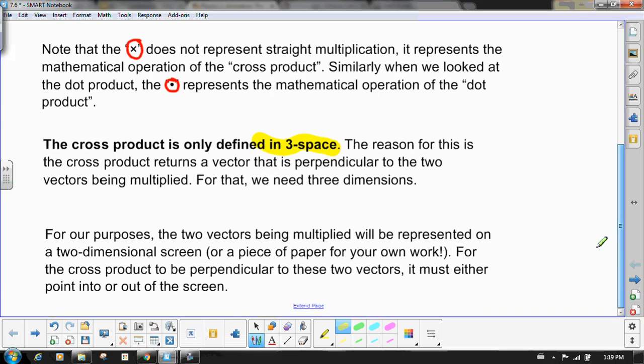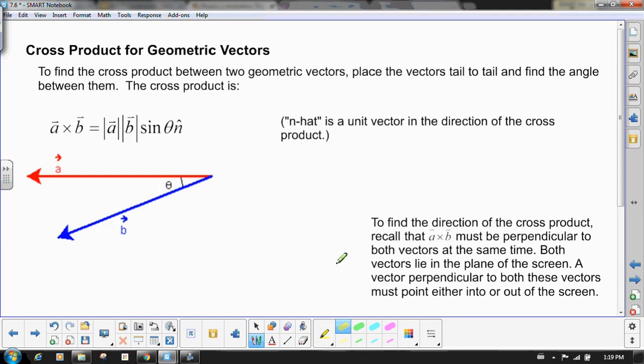For us, those vectors are either going to come out of the page or into the page, or for me at the smartboard, out of the board or into the board. Okay, so this is the formula for geometric vectors. Remember, geometric vectors are given to us with specific angles, not coordinates. So A cross B is going to be the magnitude of A times the magnitude of B times sine of theta.